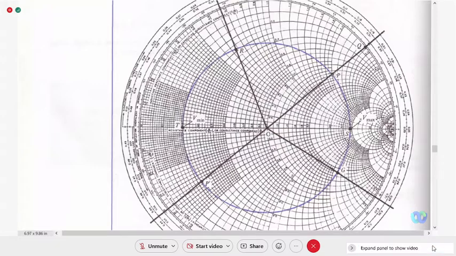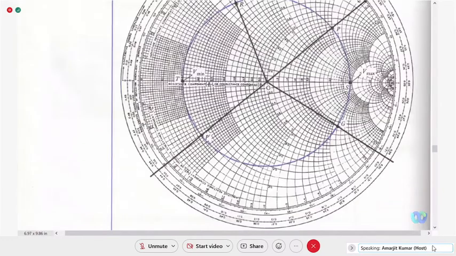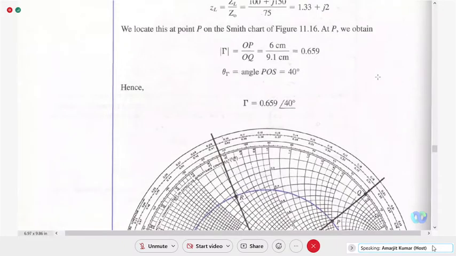Okay, so now how to calculate the reflection coefficient? OP upon OQ, the magnitude is done. The angle you see directly from the inner scale. What is the angle? 30 degrees, 40 degrees, 50, so it is basically 40 degrees. So both methods are done here: 0.659 at 40 degrees.